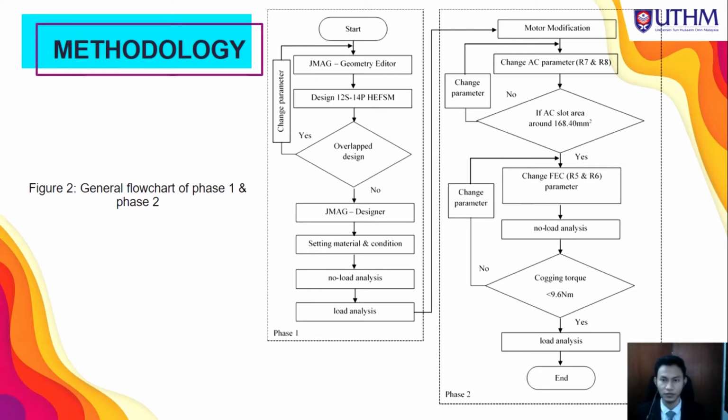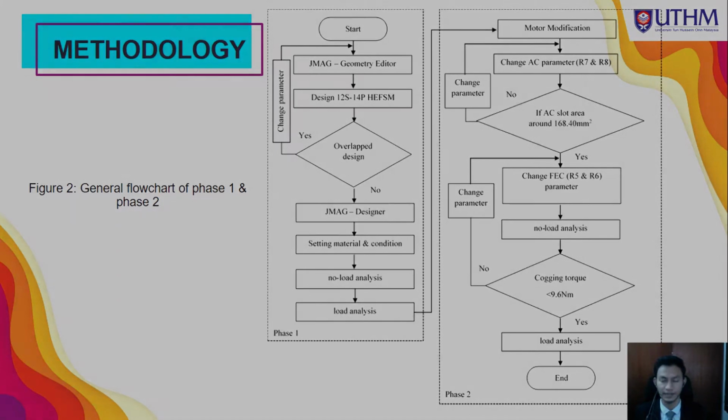Then we move to the load analysis. We need to analyze the cogging torque. If the cogging torque is more than 9.6 torque, we need to change the parameters of the FEC. If the cogging torque is less than 9.6 torque, we proceed to the load analysis.